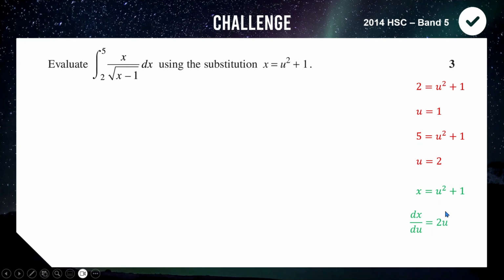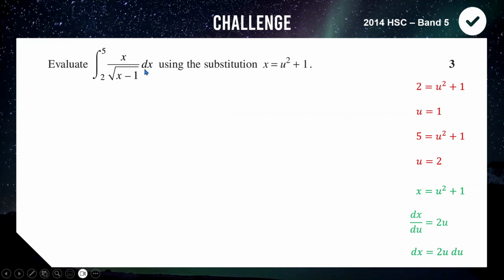So I think this is the best way to approach this. I know some people like to rearrange this to make u the subject, but I don't think that's going to make your life any easier. I would recommend doing it this way. Okay, so now we just multiply the du across the right-hand side, and we have dx equals 2u du, and that is our expression to chuck into our integral for dx.